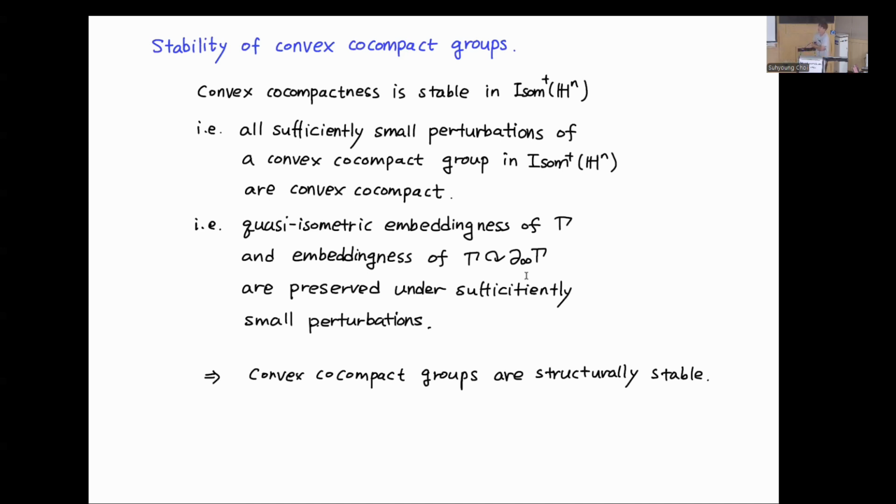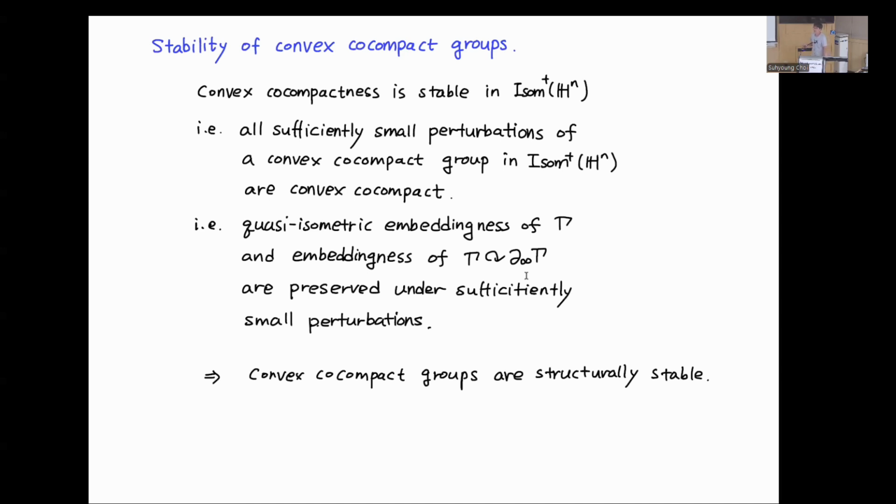That means that if you perturb a convex co-compact group a little, you still obtain a convex co-compact group. So the quasi-isometric embedding of gamma, and the embedding of the gamma action on the group boundary, are also preserved under small perturbations of a convex co-compact group. So convex co-compact groups are structurally stable.